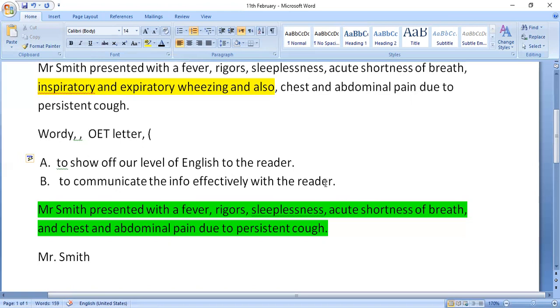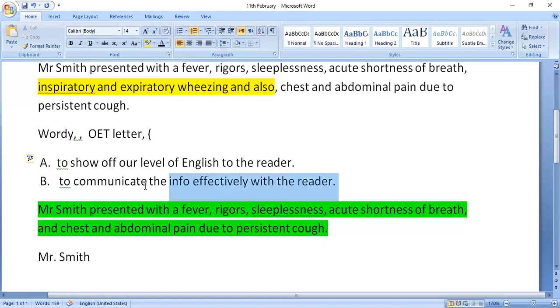Okay, so what should be the option here in OET? What do they want from us, number one or number two? A or B? Can anybody write in the chat what the OET organization wants from us in our letters? A or B, or both? Okay, A or B or both? B. Excellent, Miss Christine.